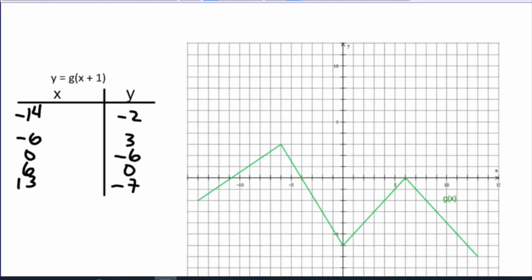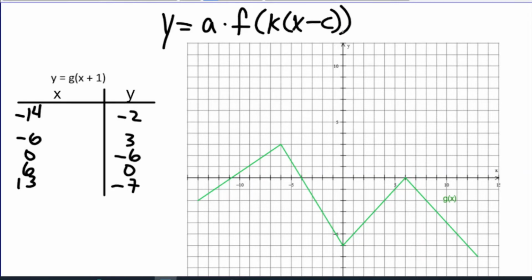In a case like this, the transformation is now inside of the function, within the bracket. And those transformations, I'm just going to write out the general equation again. The k and the c are the x values transformations. We are going to talk about the k a little bit more in detail in a minute because that is a new transformation for the grade 11 course, but the c transformation you have seen before.